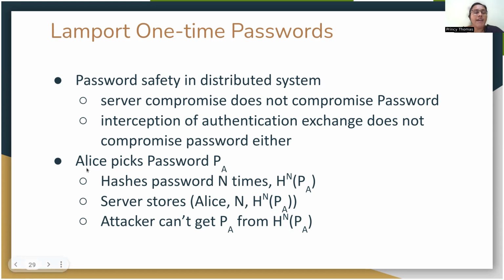First, if Alice wants to hash her password and store it, Alice picks a password PA and hashes the password n times, h raised to n of PA. This h is publicly known. Then the server stores Alice, n, and h raised to n of PA. Even if the attacker gets h raised to n of PA, since it's a hash function and it is one way, he cannot get the actual password.